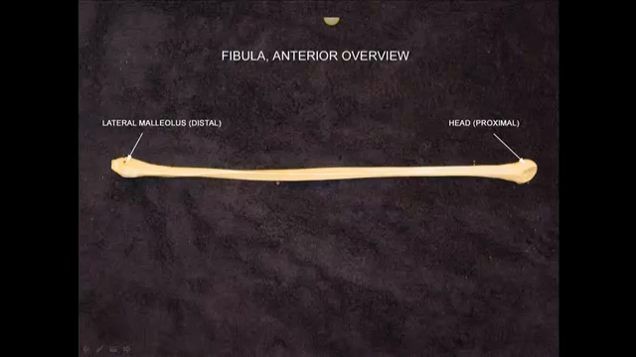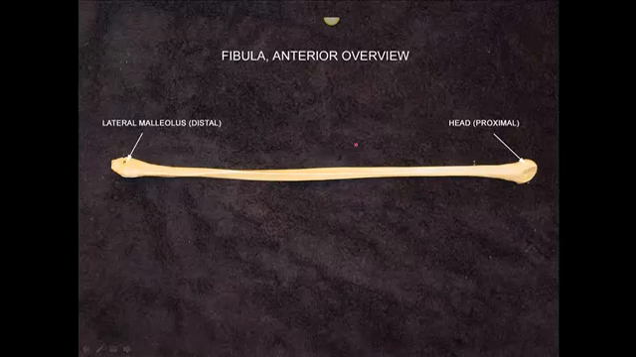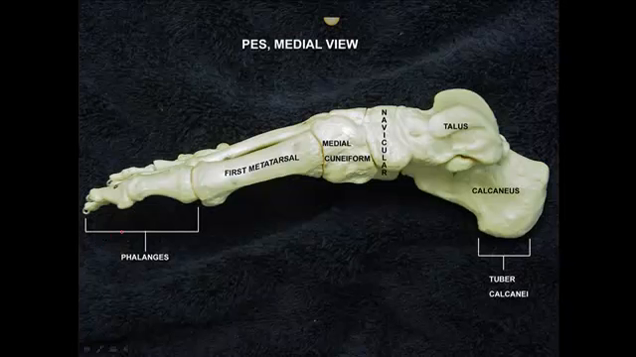Moving on to the fibula, this will attach laterally to the tibia. Remember, it's not fibia, it's fibula. And this will generate your lateral malleolus. That's that bump on the outside of your ankle joint. Head and lateral malleolus is all you'll need to know.